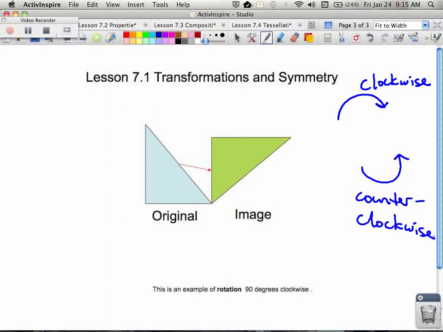And the point about which it's spinning would be the point where the triangles are joined right here. This is what we would call the axis of rotation, or maybe a point of rotation. And that would be a 90 degrees clockwise rotation.